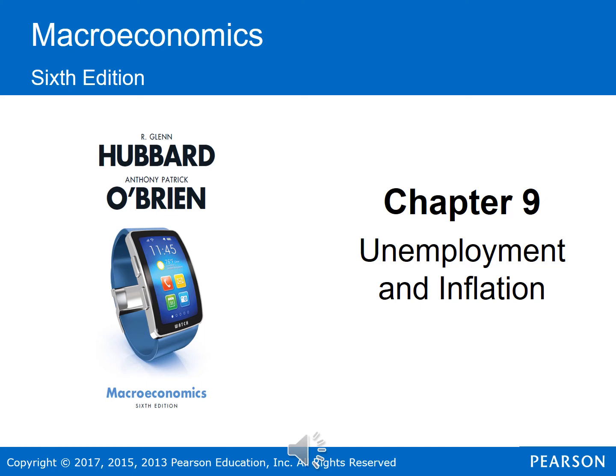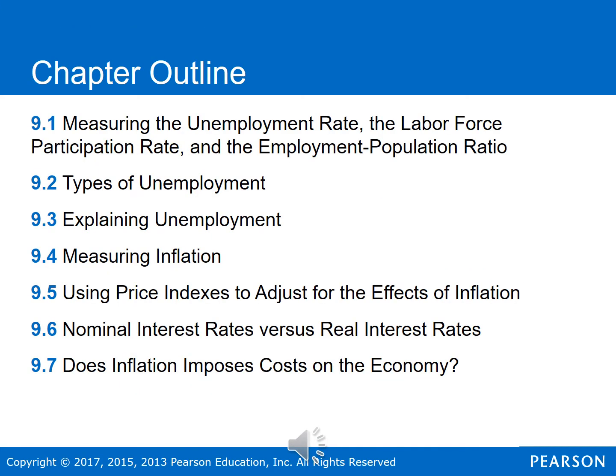Welcome back. In this next section, we're going to explore two more indicators for the macroeconomy, unemployment and inflation. So we're going to begin this chapter by measuring the unemployment rate, the labor force participation rate, and the employment to population ratio. These are all different measures of the health of the labor market. After this, we'll explore the different types of unemployment.